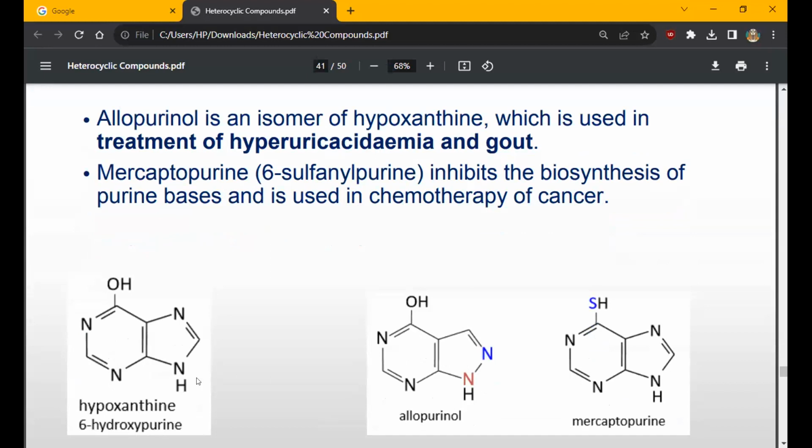So this is hypoxanthine. It's an isomer because we see the position of nitrogen in this pyrrole ring. So it's an isomer of hypoxanthine, and we see it's because of the location of this nitrogen. We see this nitrogen here has moved here. And also another derivative is mercaptopurine. This drug is used in cancer treatment as well. So it inhibits the synthesis of purine bases.